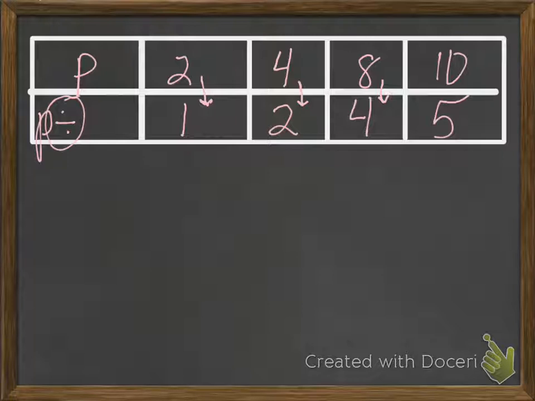If we just look at the top, those are the numbers we are starting with. Here's my variable, P, and the top boxes are the numbers that I'm starting with. So what is happening each time? 4 divided by what is 2? 4 divided by 2 is 2. Is that the same for all the rest? 2 divided by 2 is 1? Yes. 8 divided by 2 is 4? Yes. So I know my rule over here is P divided by 2.